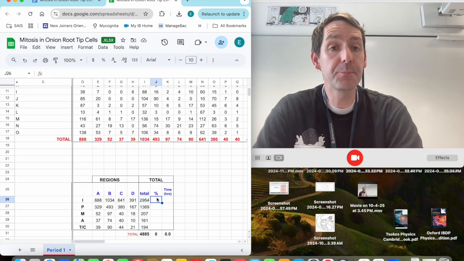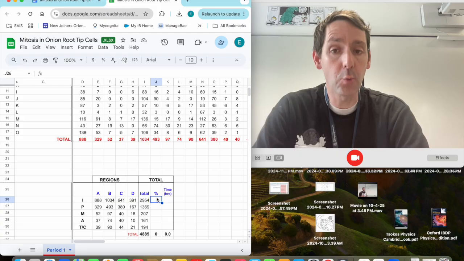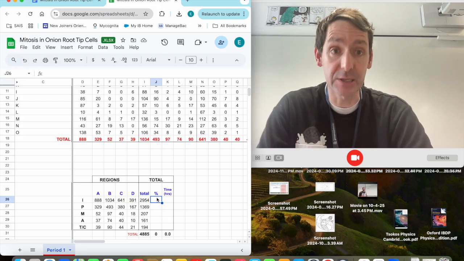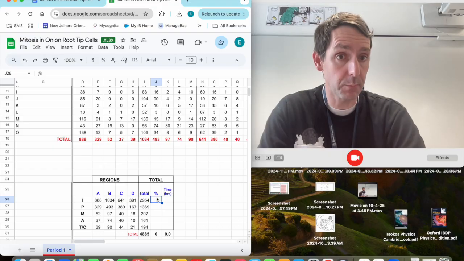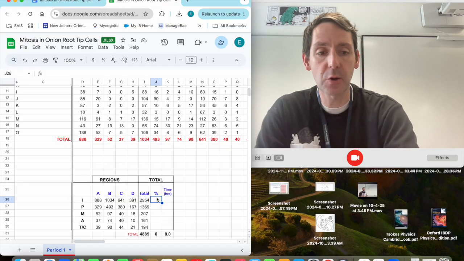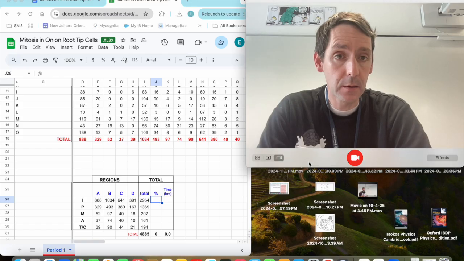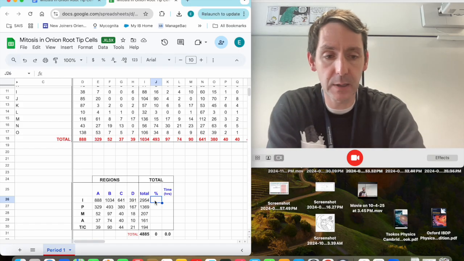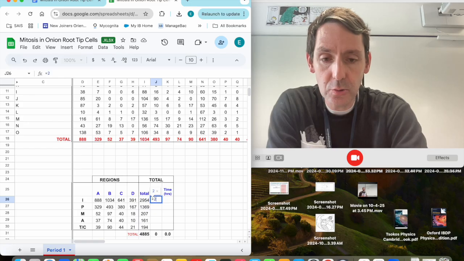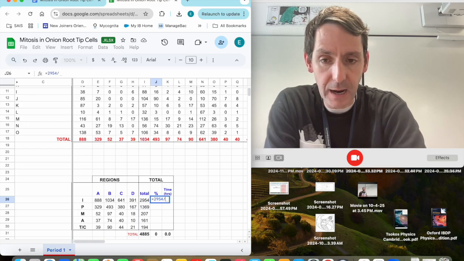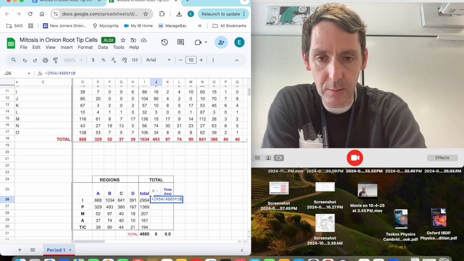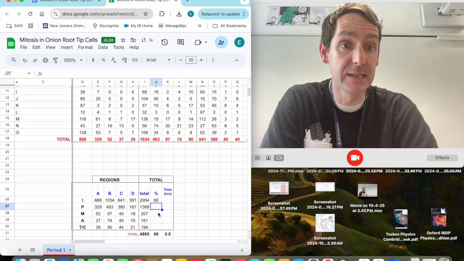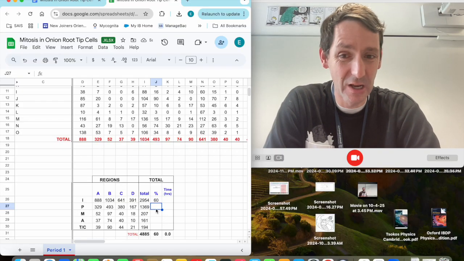Now, to find the percent, I want to find out what percent of these are in interphase. So remember to do that. I'm going to take the number in interphase, divide by the total number, and then multiply by 100. So I'm actually just going to type that in here. In that cell, I'm going to type in equals 2954 divided by 4885, and then I'm going to multiply by 100, and it gives me 60%. So 60% of these cells are in interphase.